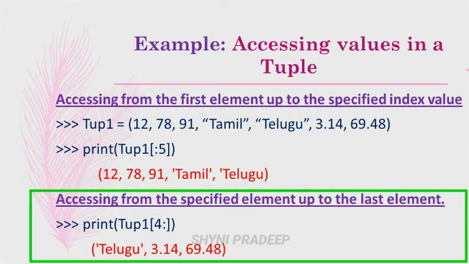And next, accessing from the specified element up to the last element. Here the starting index value is given, but the ending index value is not given. So you have to take from 4 to the end. The 4th value is what? Telugu, and 3.14 and 69.48. It will be printed on the output screen.